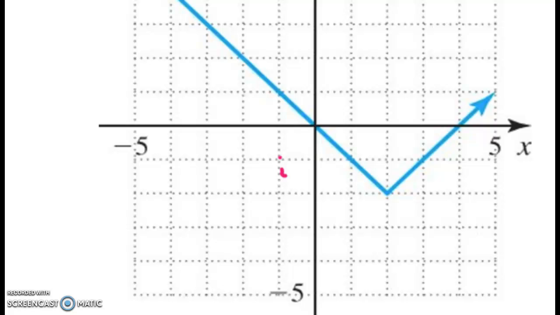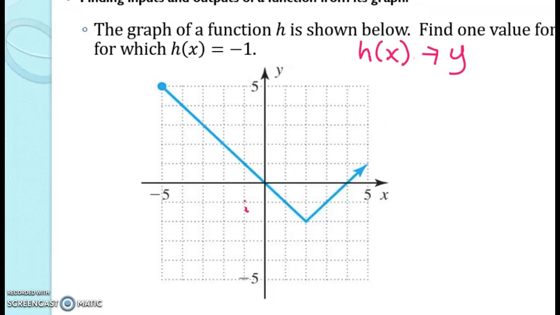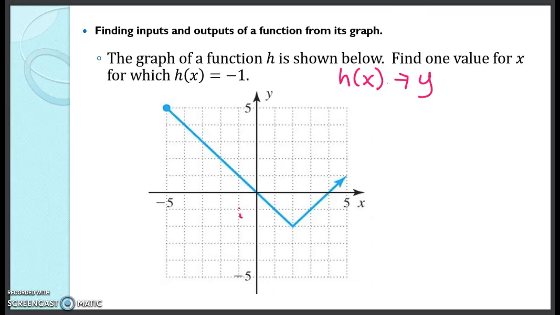We're told that our y value is -1. So here's -1 on our y value. Now we need to find the x that makes that true. Now this says to find one value, but we can actually find both. So if our y is -1, our x is 1 or 1, 2, 3.